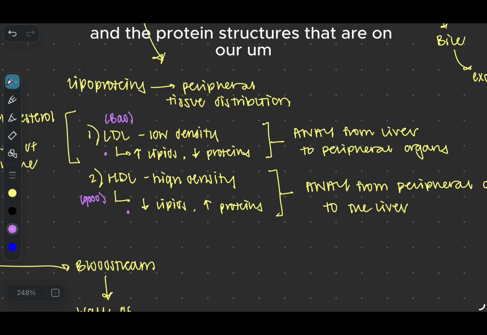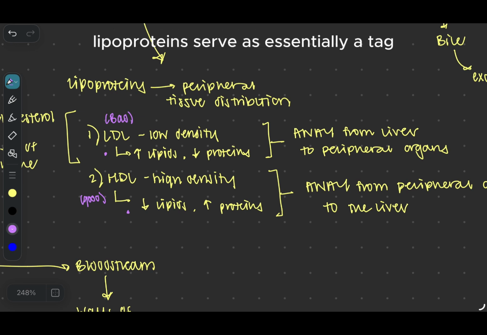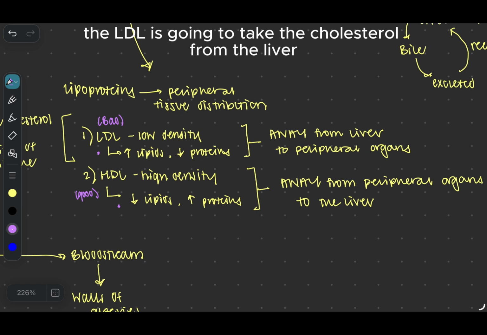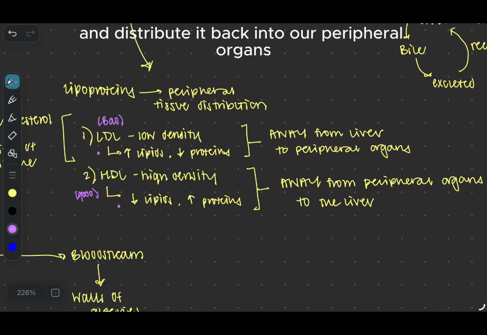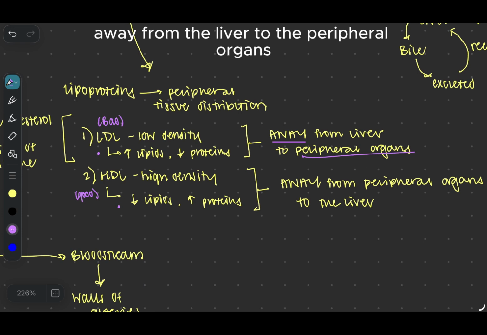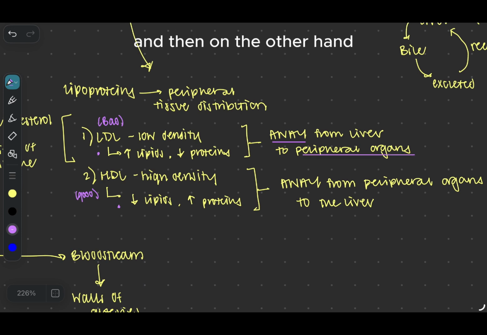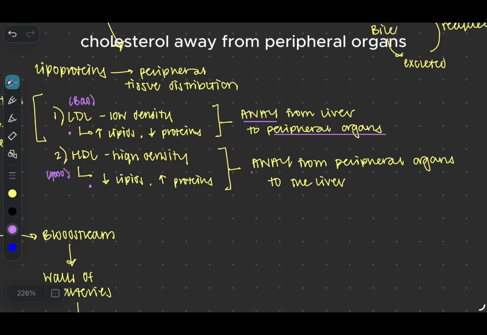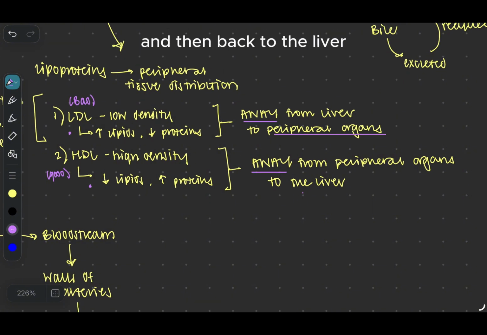The protein structures on our lipoproteins serve essentially as a tag that tells the lipoprotein where to go. So, for example, the LDL is going to take the cholesterol from the liver and distribute it to the peripheral organs, away from the liver. And on the other hand, we have our HDL, which is going to take the cholesterol away from peripheral organs and back to the liver, essentially cleaning up what LDL did.